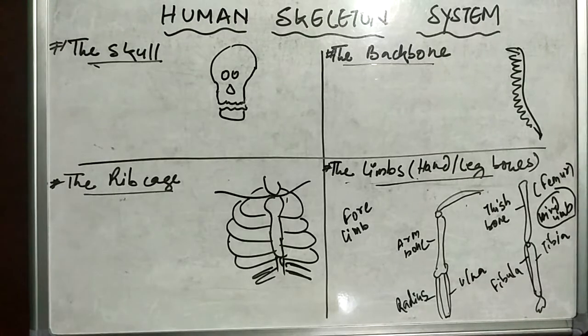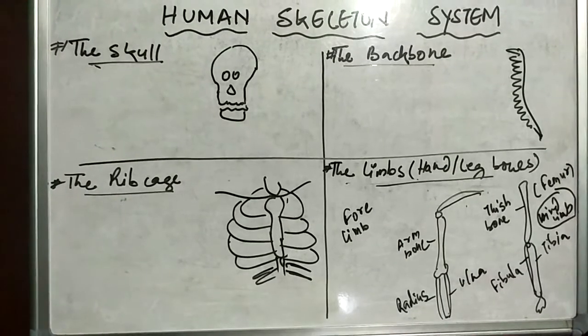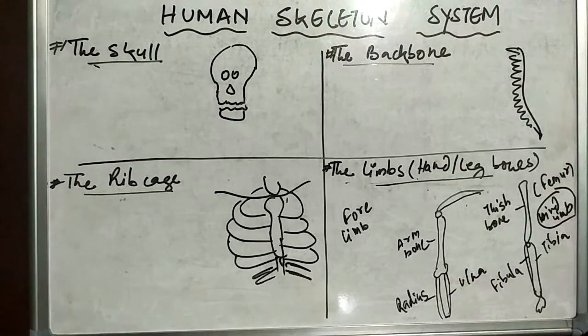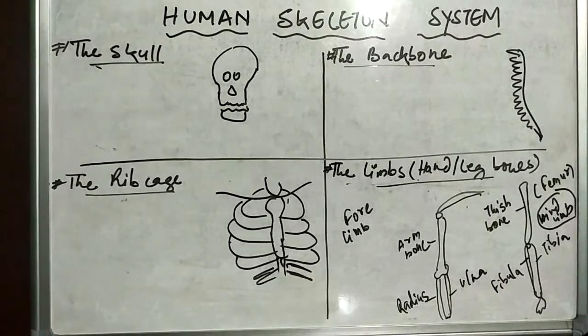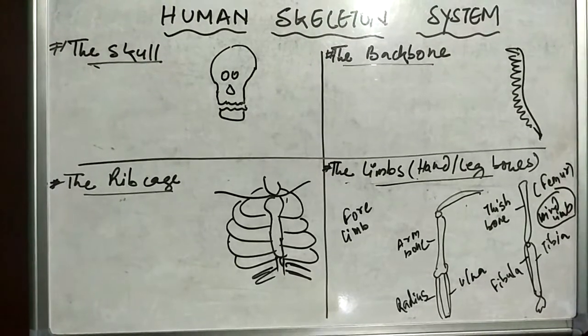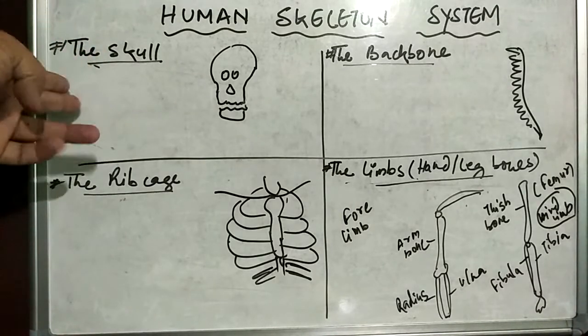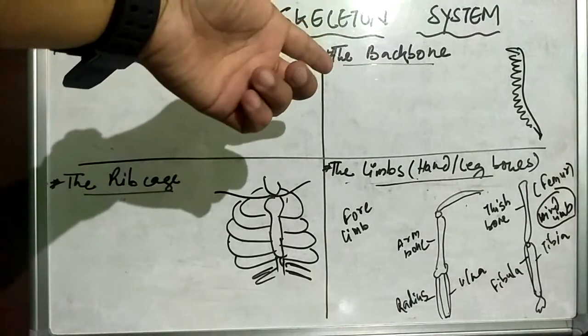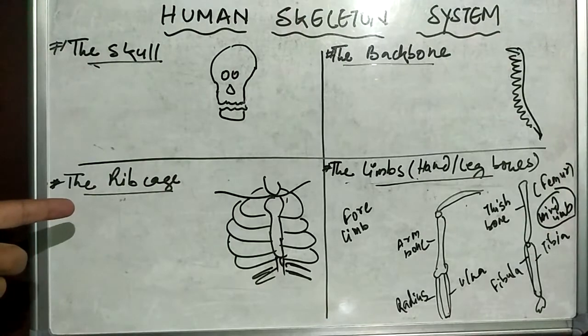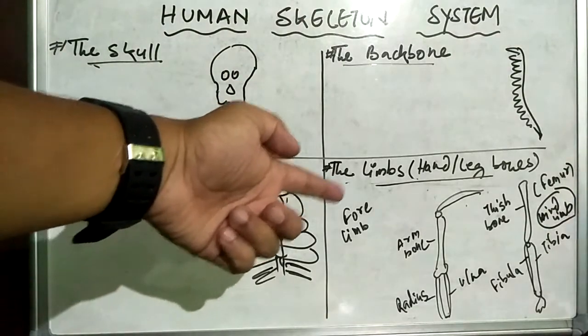We will start the human skeletal system today. That is from the second chapter of your science book. Okay, so the categories of the skeletal system are divided into different forms. The first is the bones. First, we will read out the bones. In the bones, there are four divisions. We have the skull, which you can see is there. Second, there is a backbone, the third is the rib cage, and the fourth is the limbs.